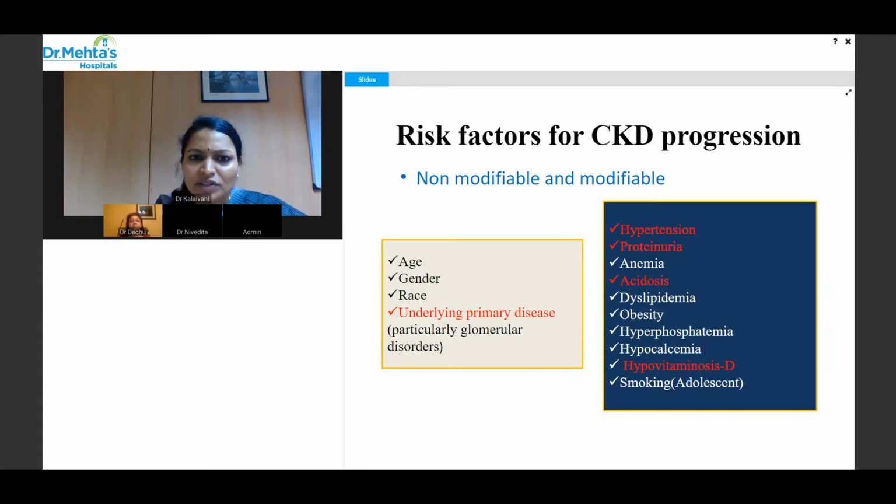So like the risk factors for CKD progression, you have modifiable and non-modifiable risk factors. The non-modifiable risk factors are age, gender, race, and the underlying primary disease, particularly the glomerular disorders. And you have modifiable risk factors like hypertension, proteinuria, anemia, acidosis, dyslipidemia, hypovitaminosis D, and smoking if it is an adolescent child.